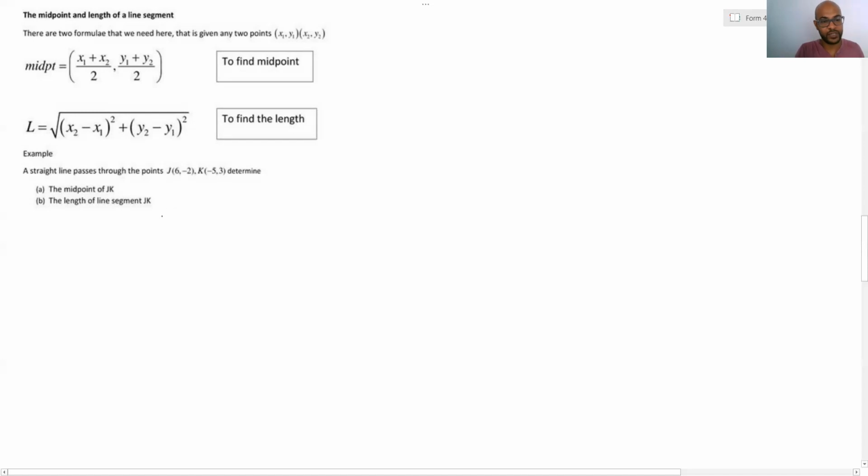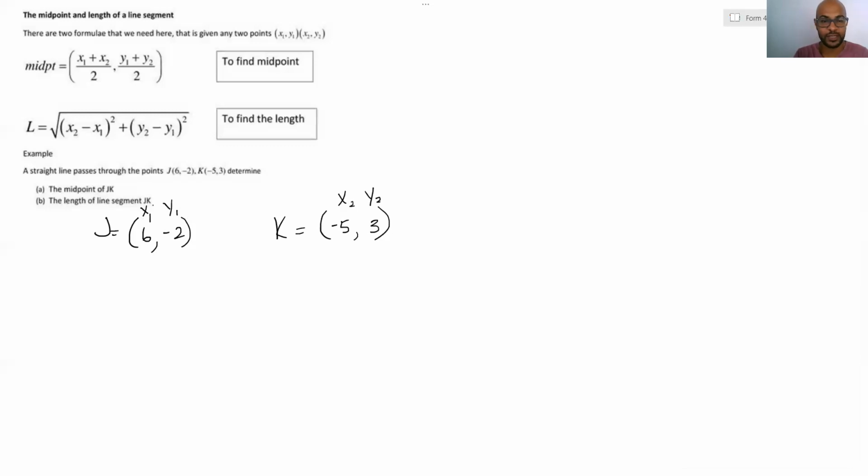So here I have a question where J is (6, -2) and K is (-5, 3). So we have x1, y1, always label your points, x2, y2. Now we're not doing 1, 2, 1, 2, because then you're going to get it wrong. The first point is the first point, so the x and y there are labeled with 1. The second point is the second point, so the x and y there are labeled with 2.